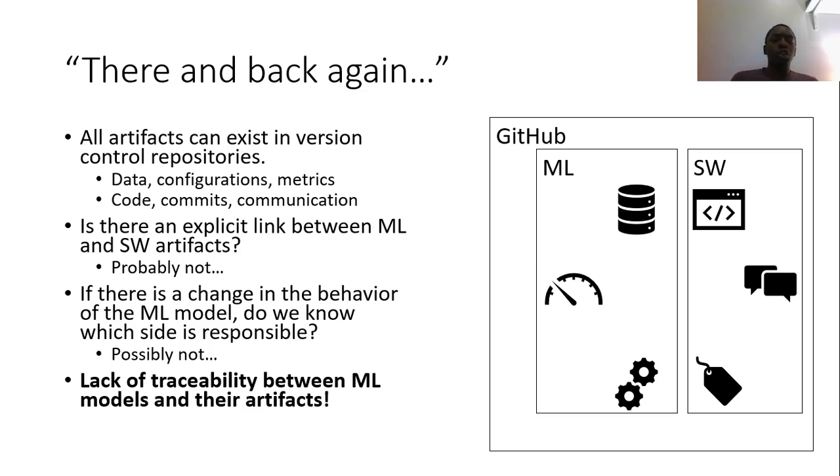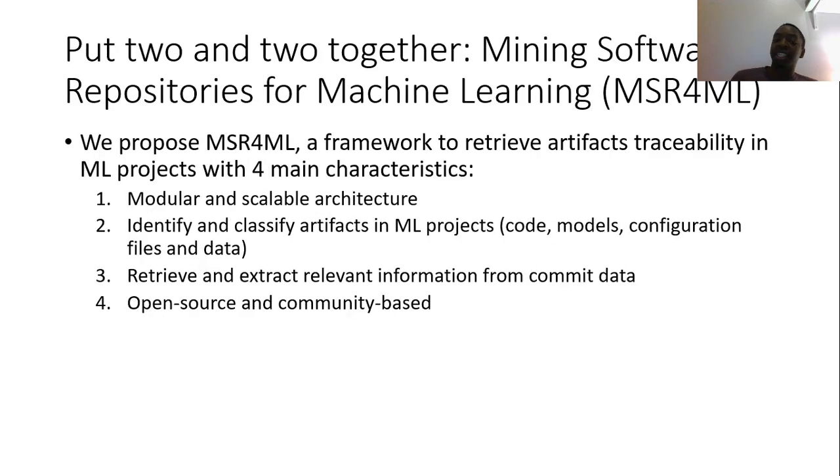So the problematic question is, if there is any change in the behavior of the machine learning model, is it possible to identify which side is responsible? Since there is no explicit link between machine learning and software artifacts, it won't easily be possible to identify this, because we do not know which modification was responsible for that change in the final model. And this is mostly because there is no traceability between machine learning models and their artifacts.